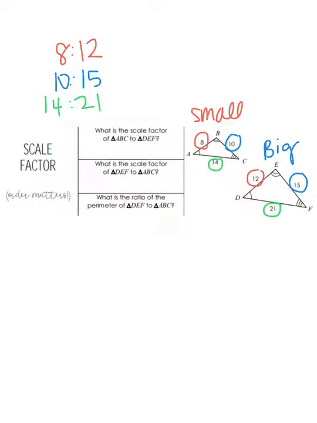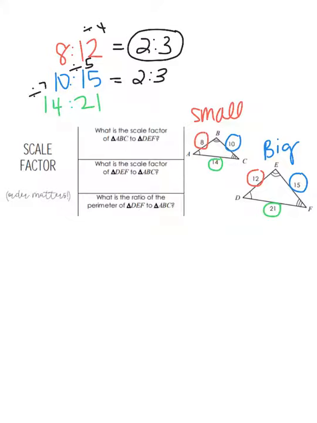So 8 and 12 both divide by 4. 8 divided by 4 would be 2. 12 divided by 4 would be 3. So all these other ratios better reduce to 2 to 3. 10 and 15 both divide by 5. So 10 divided by 5 would be 2, 15 divided by 5 would be 3. So that's the scale factor. These should all work. 14 and 21 both divide by 7. 14 divided by 7 is 2. 21 divided by 7 is 3. So the scale factor, or the ratio, is 2 to 3.